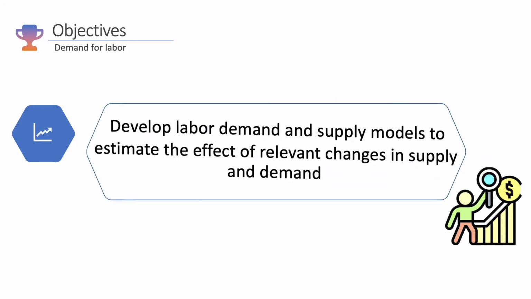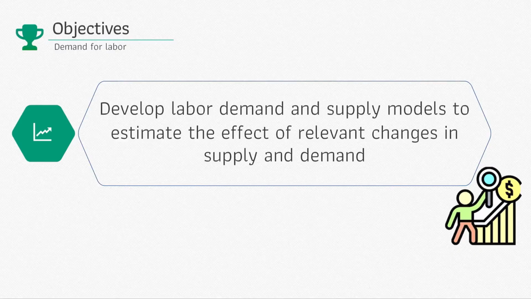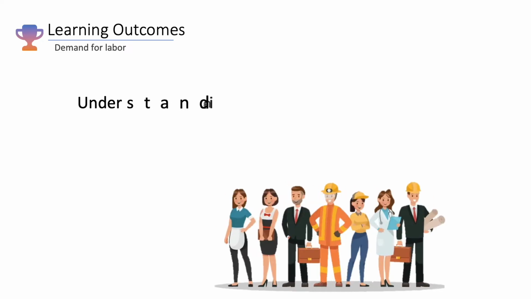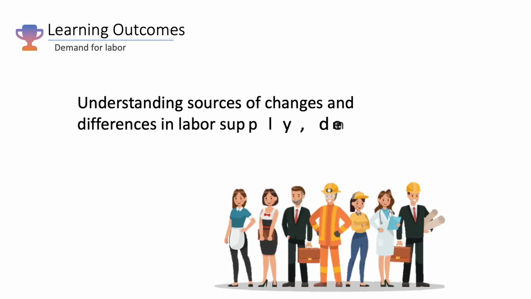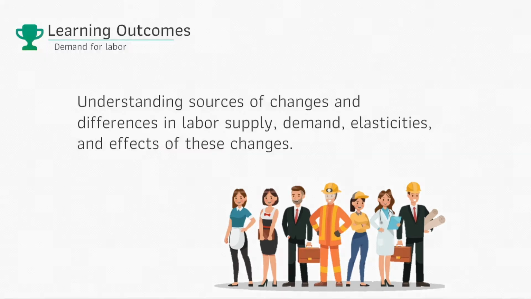Okay, go on. This chapter has an objective to develop a labor demand and supply model to estimate the effect of relevant changes in supply and demand. And we hope that all of you can understand the causes of change and difference in labor supply, demand, elasticity, and the effect of this change. How many factors affect demand and supply in the labor market, and we focus on the labor market.